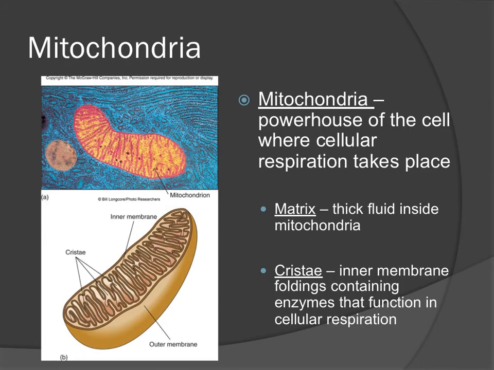And then we have the mitochondria. The mitochondria is known as the powerhouse of the cell where cellular respiration takes place. Now we have the matrix, that's the thick fluid inside the mitochondria, and we have the cristae, which is the inner membrane foldings containing enzymes that function in cellular respiration. So the mitochondria convert energy into forms that are usable by the cell. Also, they're involved in cell division and growth as well as cell death.